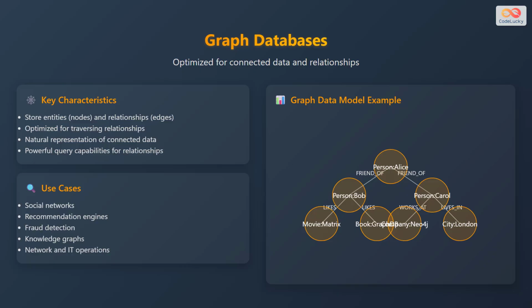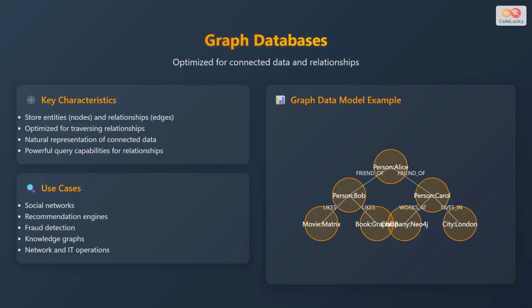Graph databases are optimized for connected data and relationships. They store entities known as nodes and relationships between entities known as edges. Graph databases are optimized for traversing relationships and provide a natural representation of connected data. They offer powerful query capabilities for exploring relationships.